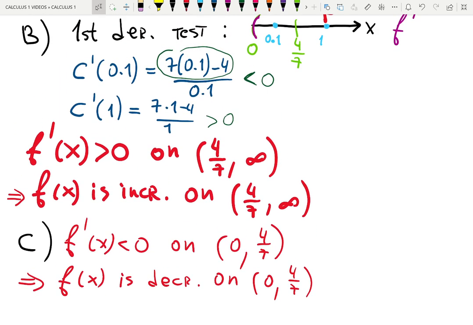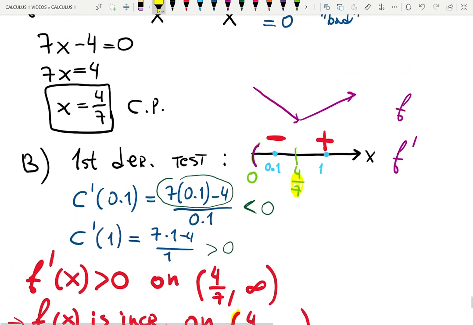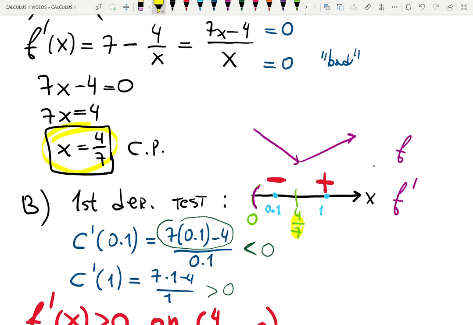Why do we not include 4/7 in all of those answers? Because what is the sign of the derivative at 4/7? It's 0. That's how we found it originally. So it's not negative and it's not positive. The original function is neither increasing nor decreasing at that point. So we don't include it in the answer.